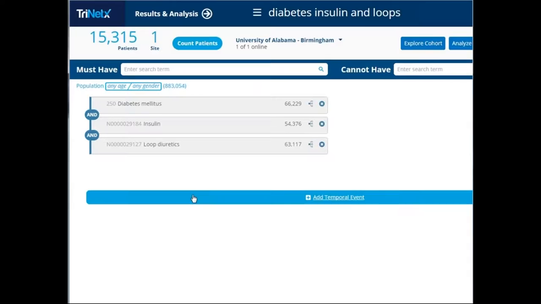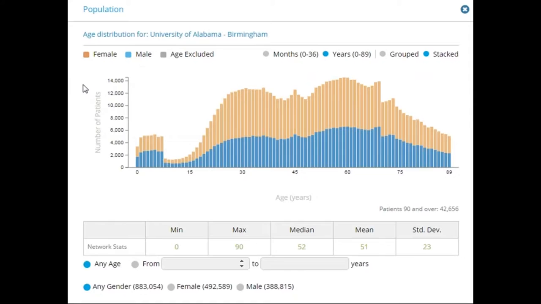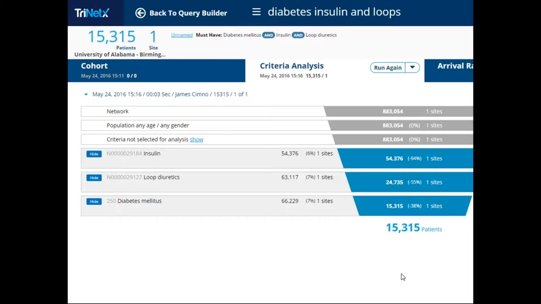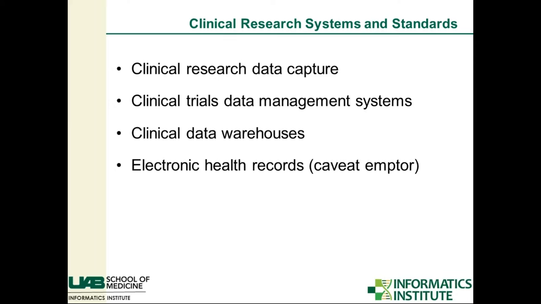It looks like this. You log in, you register a user ID and password, you log in, and then here's some query I did for people with diabetes on insulin and loop diuretics, and I found, and this is going against our own database right now, 15,000 patients. And again, nice analytics and visualization tools. Here is kind of showing me how the patient populations have been narrowed down as I add more filters to my query. So that's clinical data warehouses.